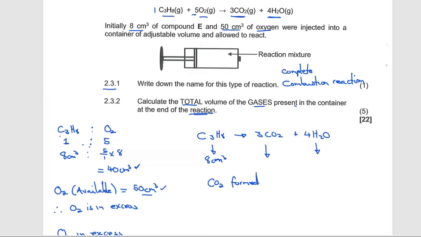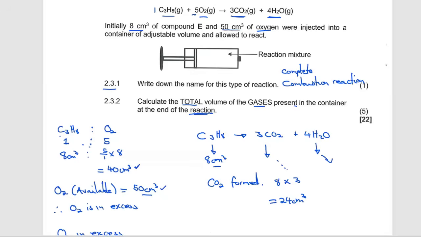So remember, the one that is going to determine how much was formed is this C3H8, because it is the limiting reagent, right? So in terms of this, how much do I have here? I'm given a value of 8, right? Then I'm going to multiply by this 3 there for carbon dioxide, right? So what am I going to get there? If I multiply 8 times 3, I'm going to get a value of 24 cubic centimeters.